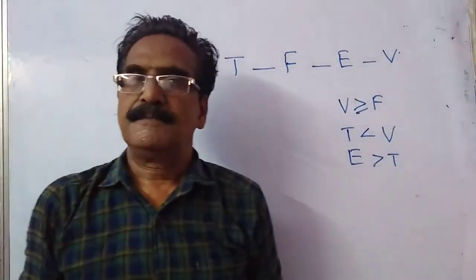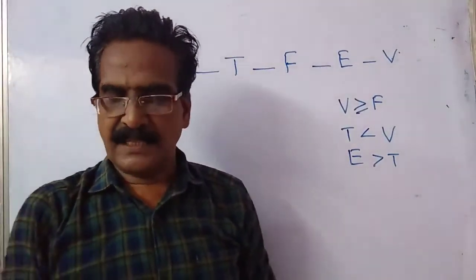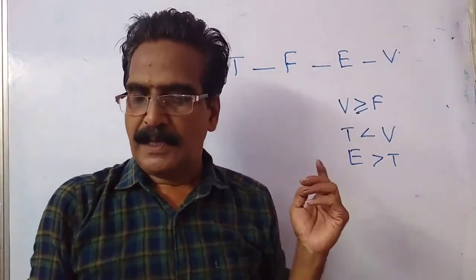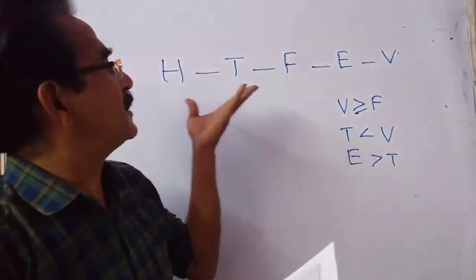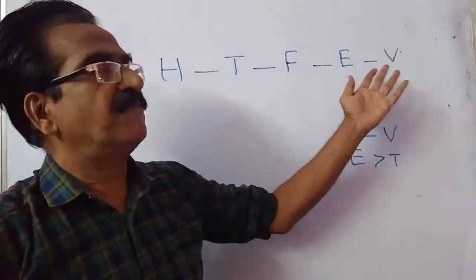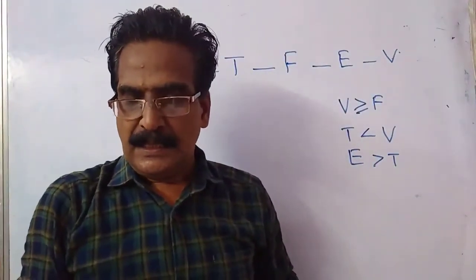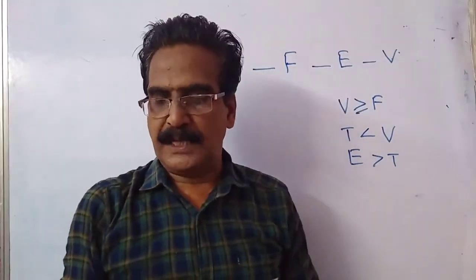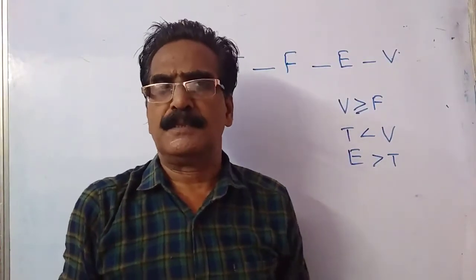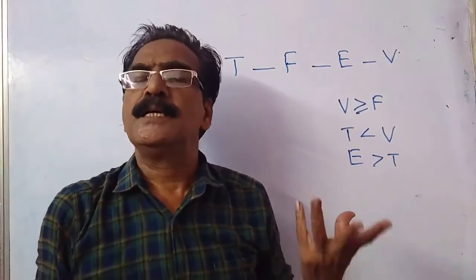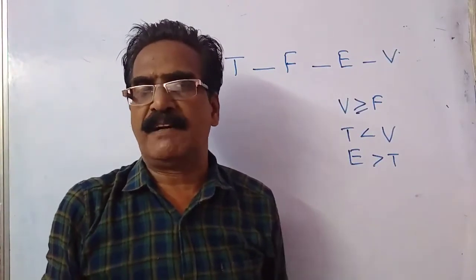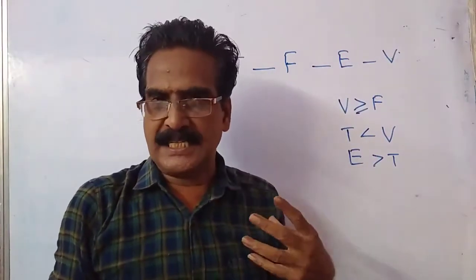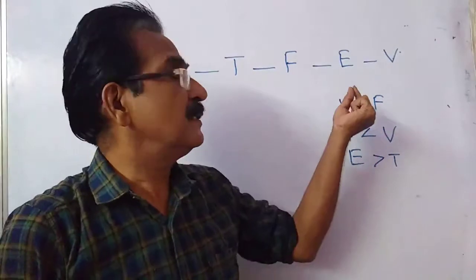Friends, here the question is, which of the following symbols can be placed in blank spaces? Some blank spaces are given between H, T, F, E and V. Just reverse problems. Yesterday we did some problems on inequalities. So today we are doing reverse problems, in the sense we have to find the symbols.